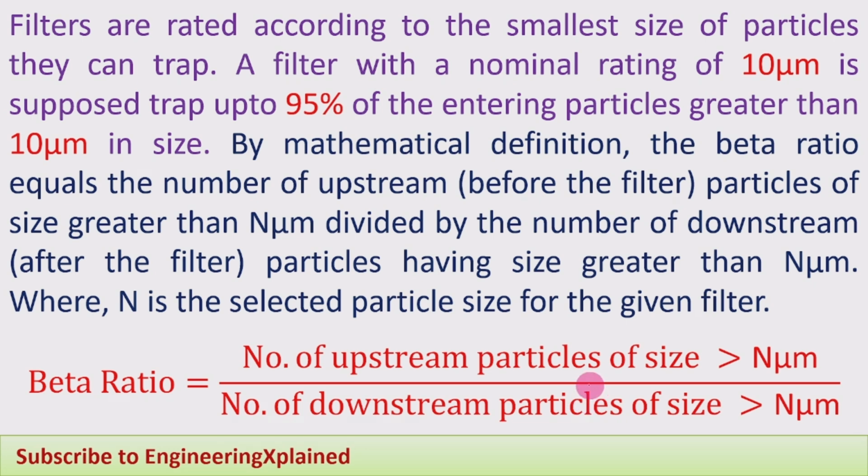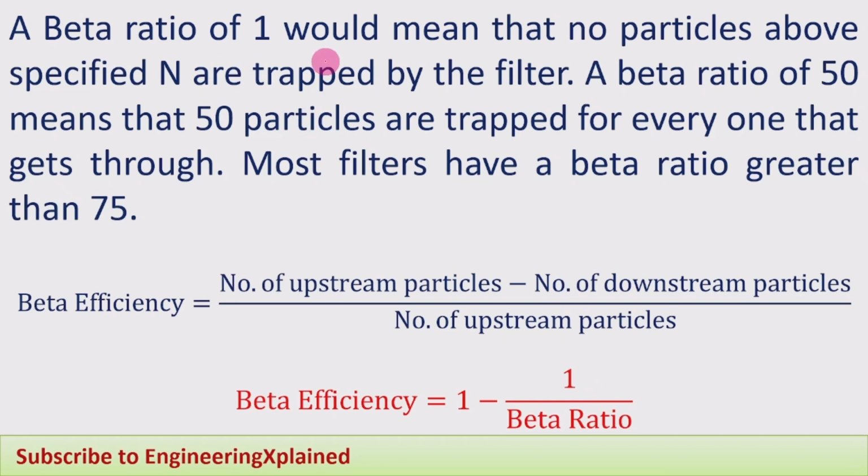Now let us see what the beta ratio means and the different beta ratio values. A beta ratio of 1 would mean that no particles above the specified n are trapped by the filter. That means the number of upstream particles greater than n micrometer equals the number of downstream particles above that n micrometer size. Therefore, the same number of particles is present at both upstream and downstream. That's why a beta ratio of 1 means no particles above the n are trapped in the filter.